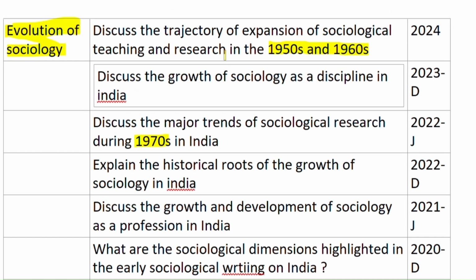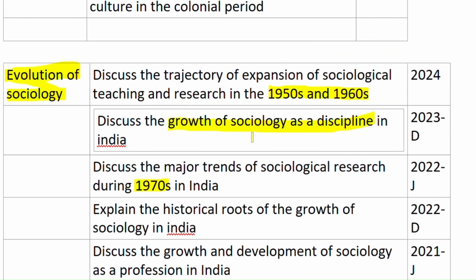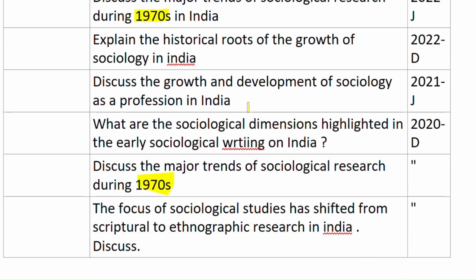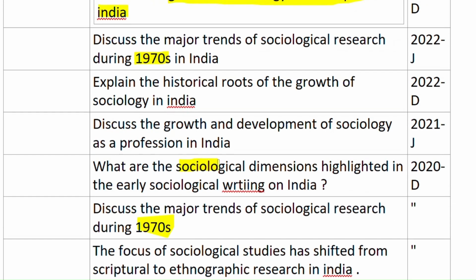Discuss the growth of sociology as a discipline. In this question, they are indirectly asking what evolutions happened to the sociology discipline throughout the years. You can also add contemporary examples to it if you want. Then, what are the sociological dimensions highlighted in the early sociological writing on India. These all require the same answer, evolution of sociology.